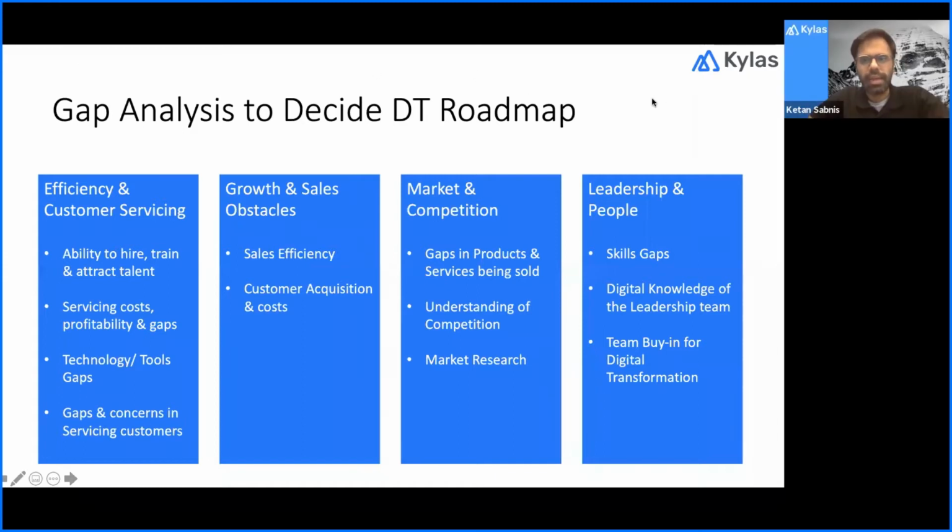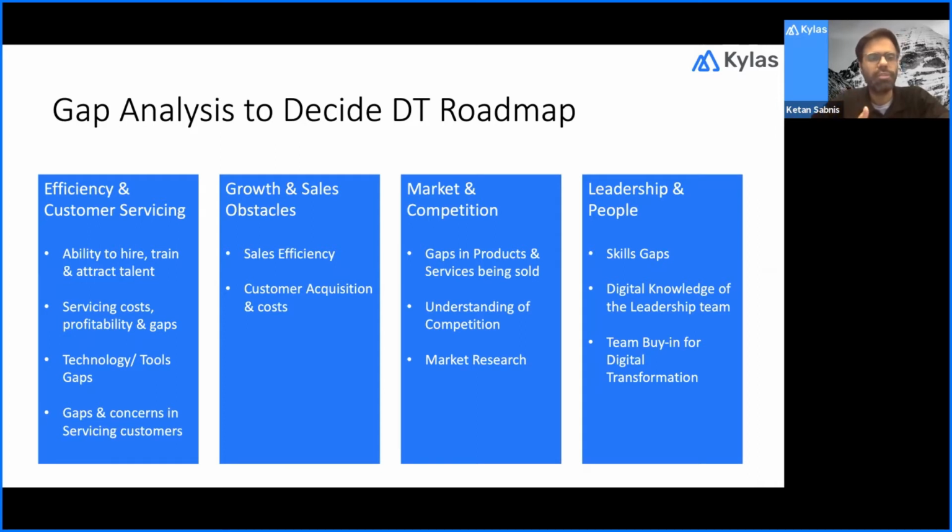So moving on from that, once you understand your customer journey is when you get to the first phase of planning your digital transformation roadmap, and that's gap analysis. We have four categories in which you can do your gap analysis, but this is the first step. Once you understand the entire journey of your customer, this is where you focus.